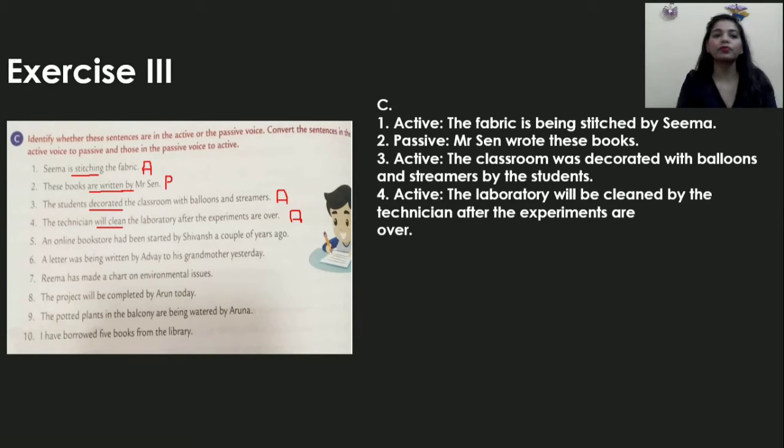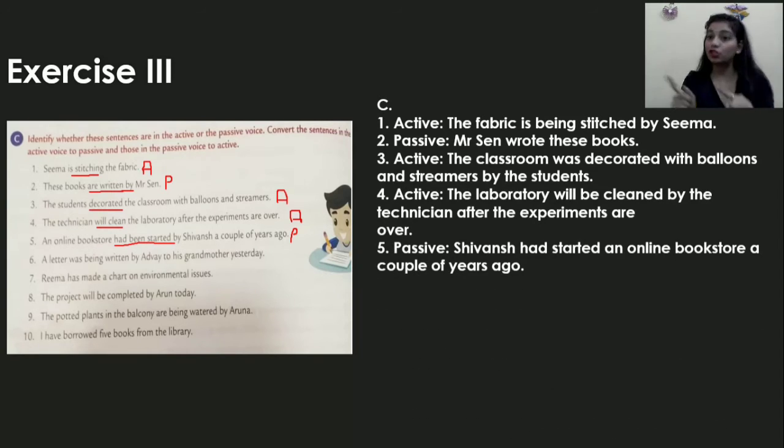Okay. An online bookstore had been. Had been is clearly telling us that this sentence is passive voice, right? So let's change the sentence into active voice. We'll start the sentence with Shivansh. Shivansh had started an online bookstore a couple of years ago. Clear? Okay, let's look at sentence number 6 now.